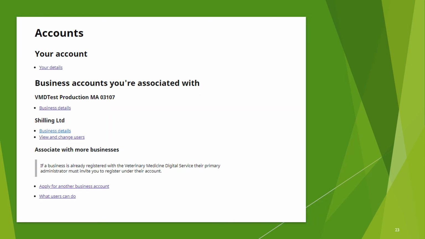So once you enter the account section of the service, this is what you'll see. You'll be able to see all your details and all businesses that you're associated with. Now, as the primary administrator for the business called Shilling Limited, which I've just registered, I'm able to go in here now and start to invite users into my account, change users, assign permissions, etc., which is what I'm going to do. Before we do that, if you look at the bottom of this page, there's also a link to say what users can do, and we'll talk about that a little bit later on.